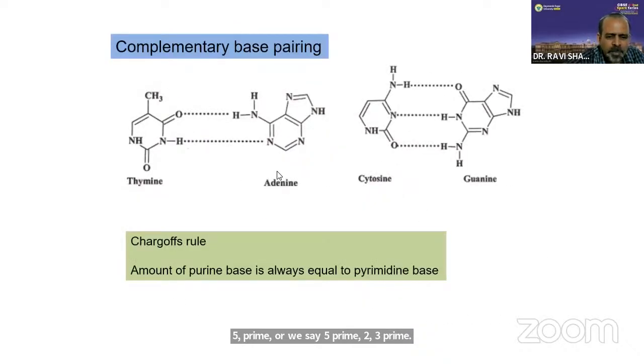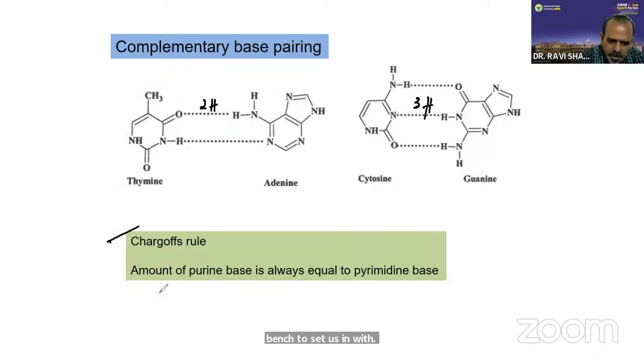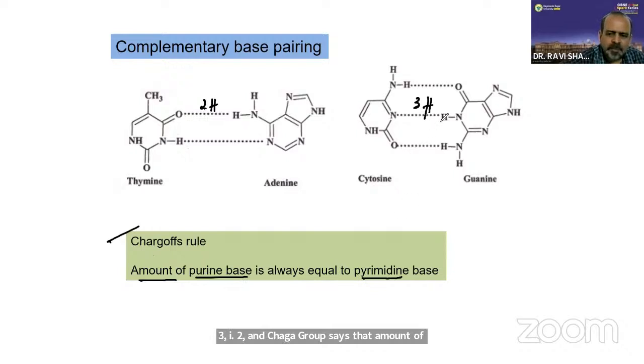And this is the complementary base pairing in DNA. So adenine binds with thymine with 2 hydrogen bonds. Guanine binds to cytosine with 3 hydrogen bonds. And Chargaff's rule says that the amount of purine is always equal to pyrimidine base.